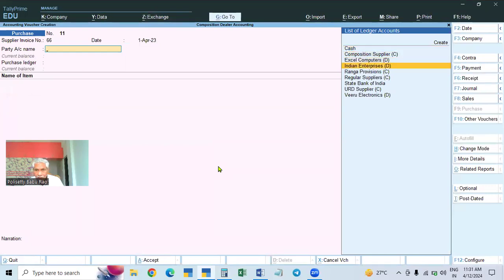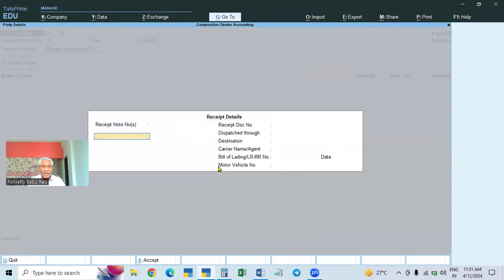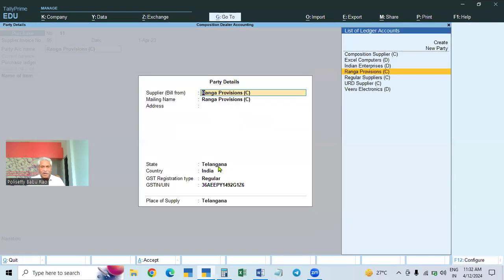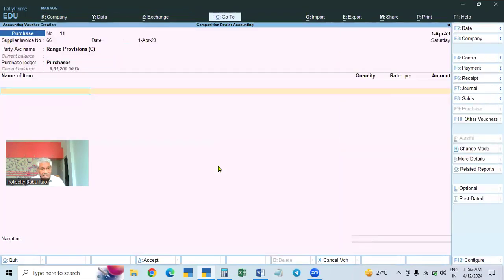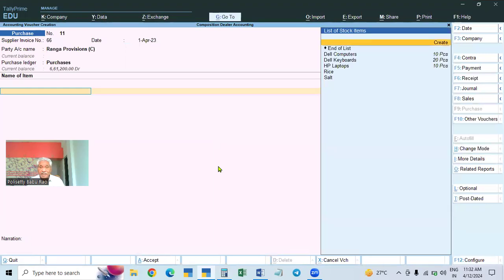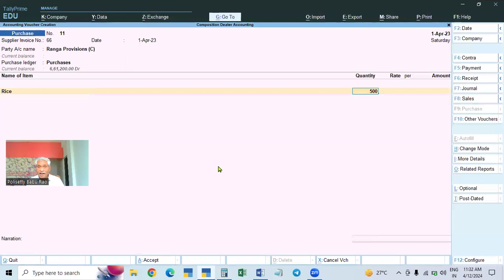And another one is, we will take out the same day, we take another version, Ranga provisions. For this purpose, I created Ranga provisions. He is a regular dealer, no problem. Ranga dealers, then purchases. And here we are purchasing from the provisions that are exempted entries are not taxable.